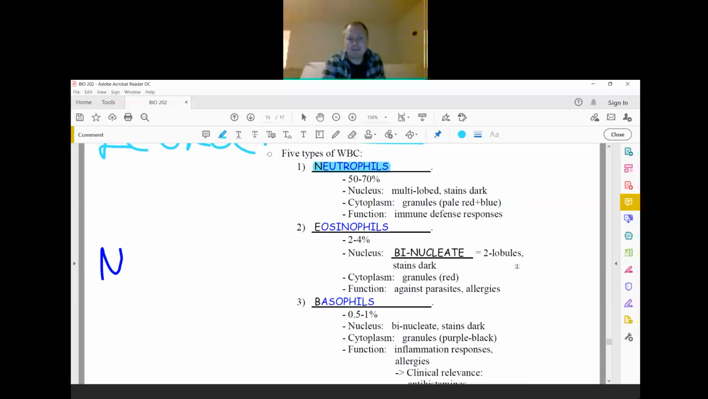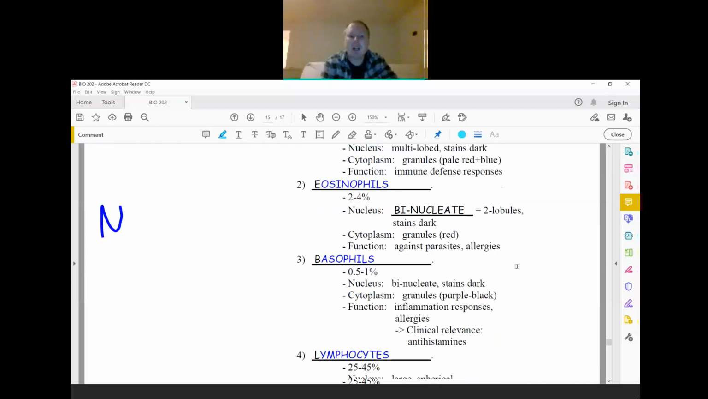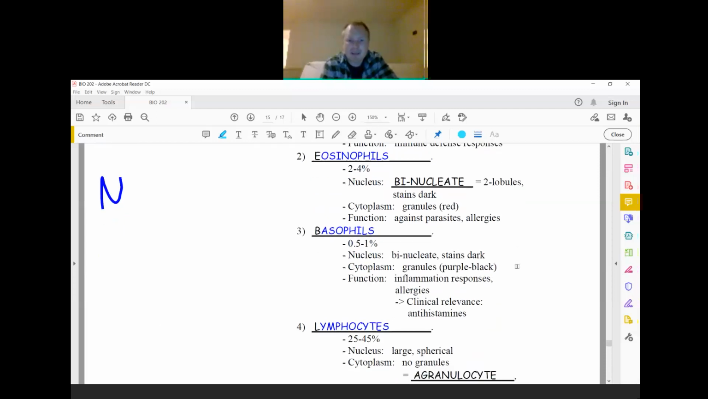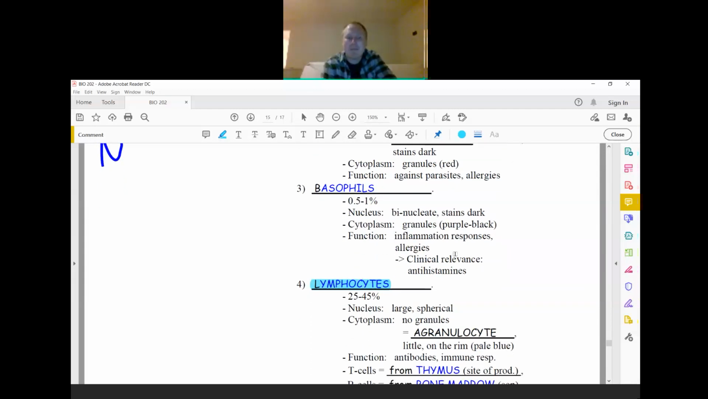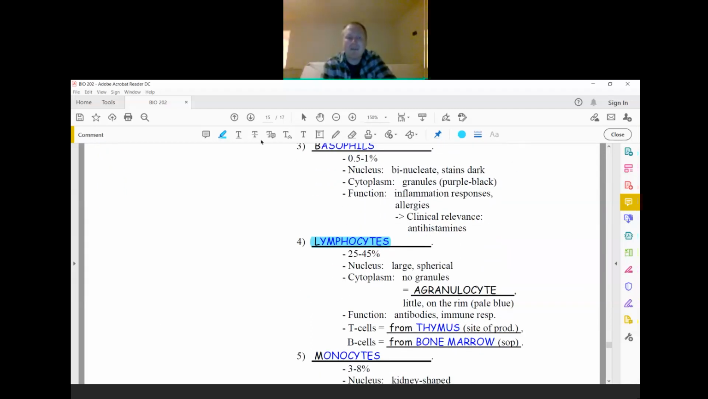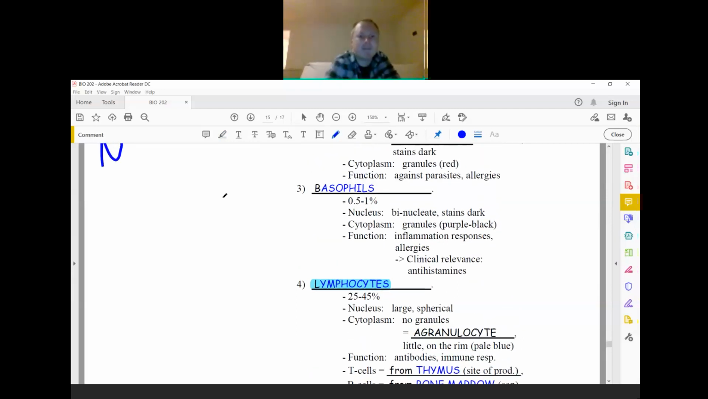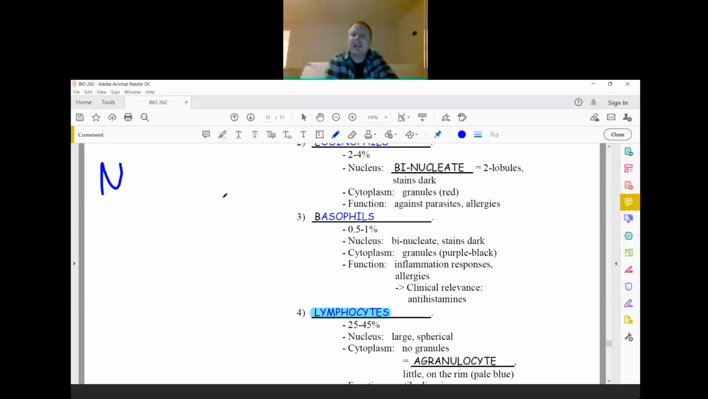The second most of the white blood cells that we have is going to be our lymphocytes. Somewhere around 25 to 45% of all the white blood cells in the body are going to be lymphocytes. So I'm just adding that here.